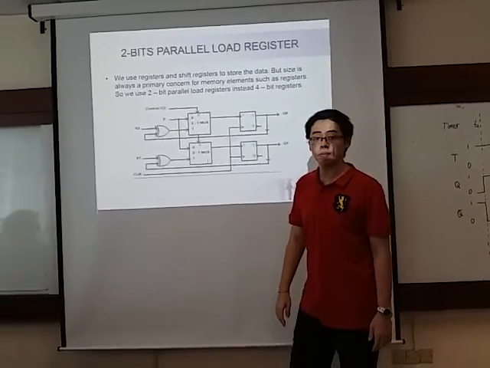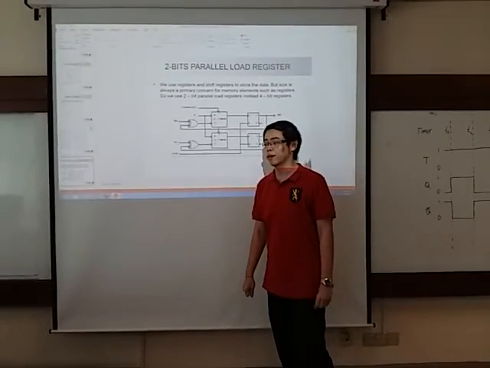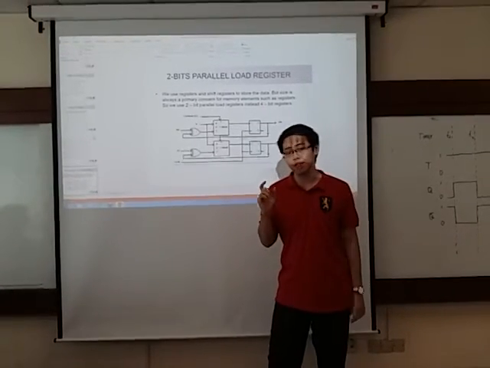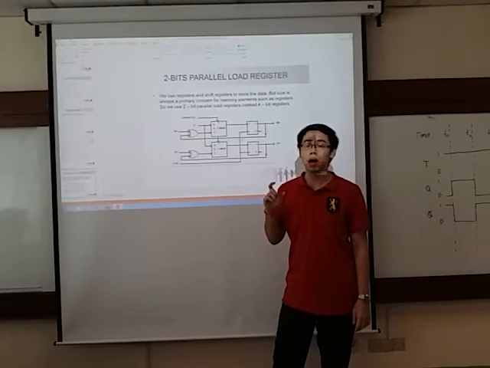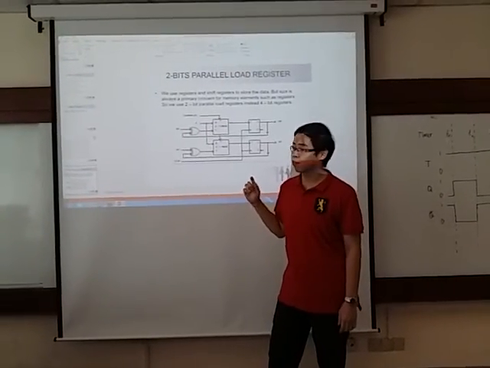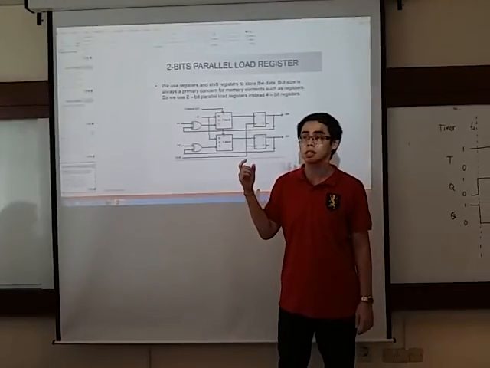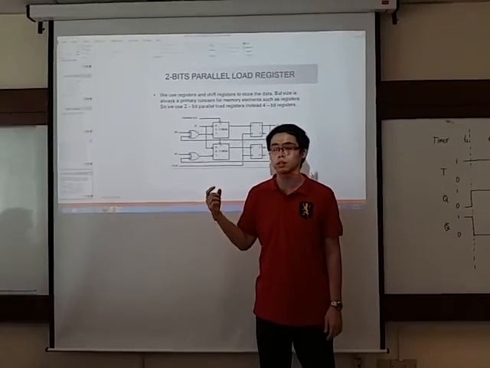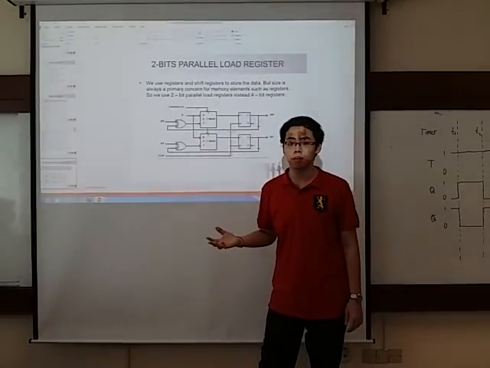In conclusion, the T flip-flop is also called the toggle flip-flop: at every positive edge of the input or clock, when the clock goes from 0 to 1, the output of the flip-flop will toggle, either from 0 to 1 or 1 to 0. So this is all for T flip-flops. Thank you.